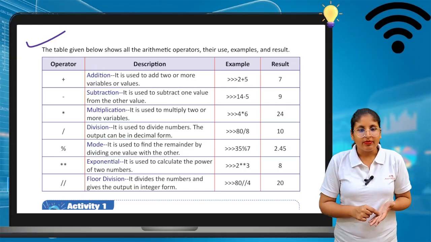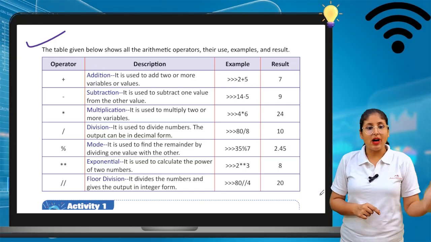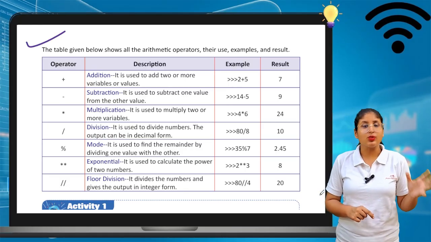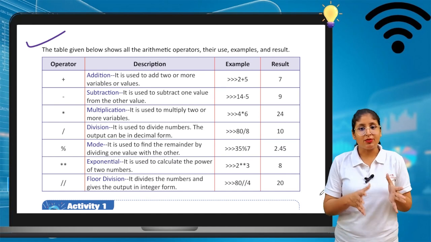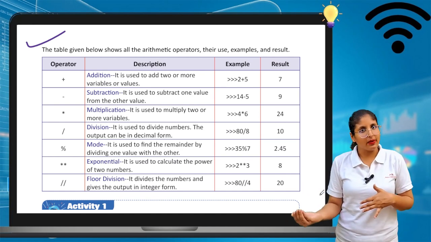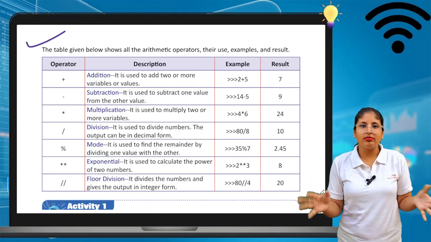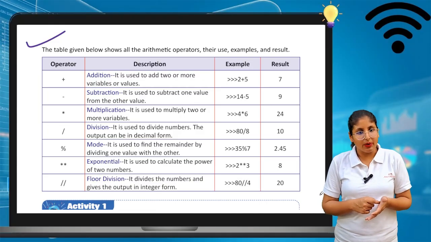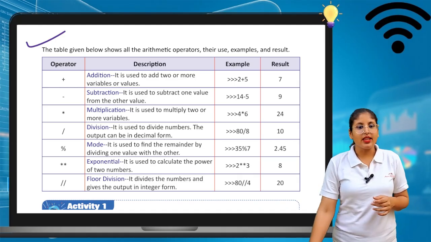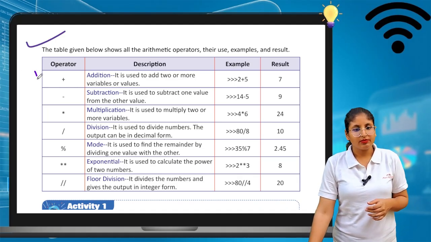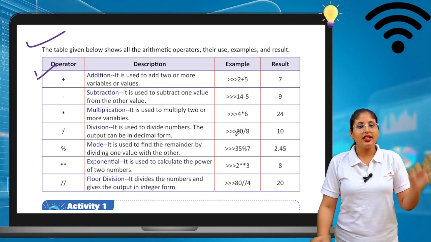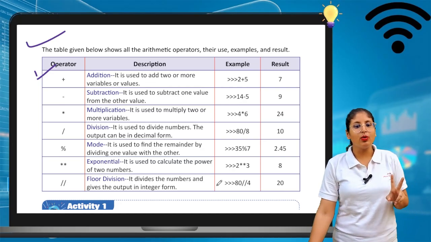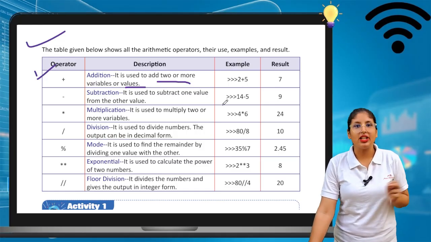What are they? When we use plus, minus, multiply, divide, percentage, exponential, floor division, what are they? Their descriptions, examples and results. Okay, we all know in mathematics how to add something, how to subtract, how to find percentage. So let's see the first thing, that is addition. Plus, addition. It is used to add two or more variables or values. So we can add two or more values with the help of addition.